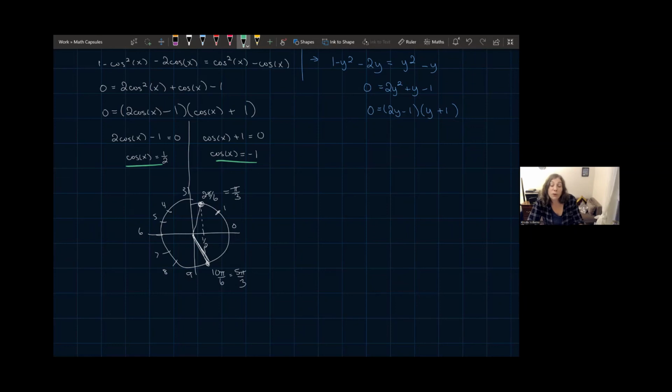Second equation, cosine equals -1. So my x value would have to equal -1. That only happens in one place. That happens right here on the negative x-axis. So that I know is the angle pi. So altogether, I get three solutions. X can be equal to pi over 3, or pi, or 5 pi over 3.